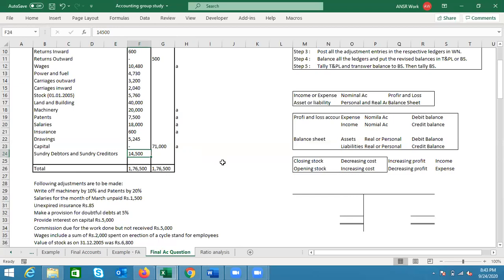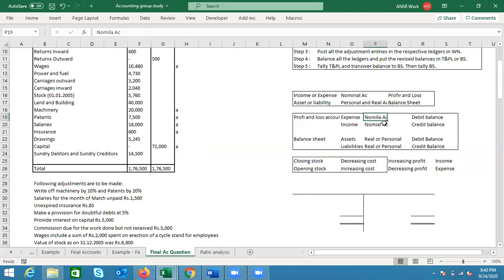Now tell me, because there is no adjustment, we'll be posting it in the trading and profit and loss account and balance sheet. Is it an expense, income, asset or liability? Expense? Sundry debtors, think about it a little bit. Debtors are nothing but the people from whom we have to receive the money. So it's a debit balance, right? It's posted in the debit side.